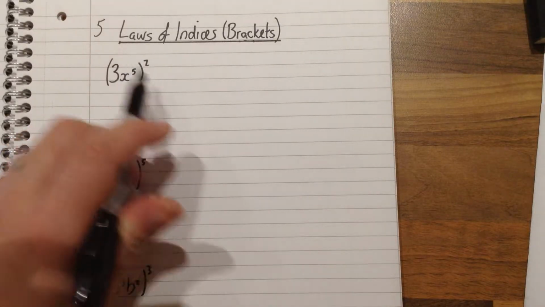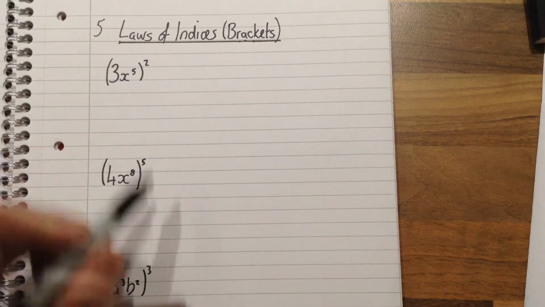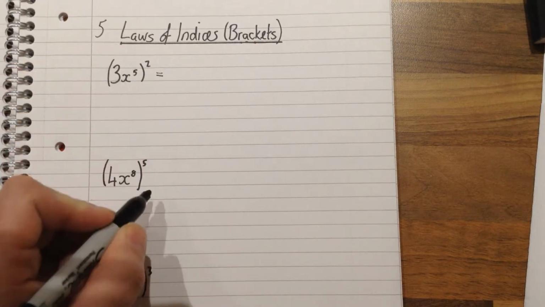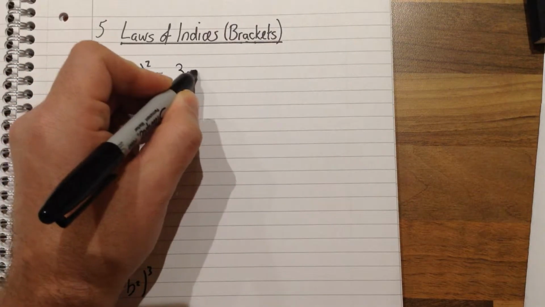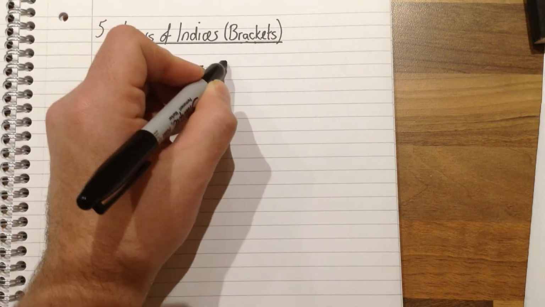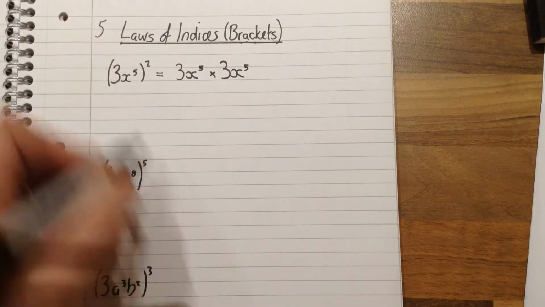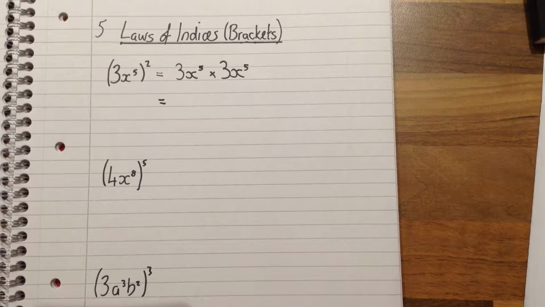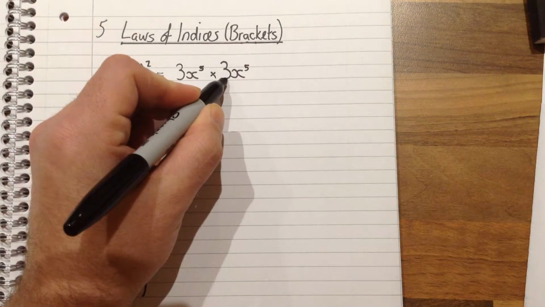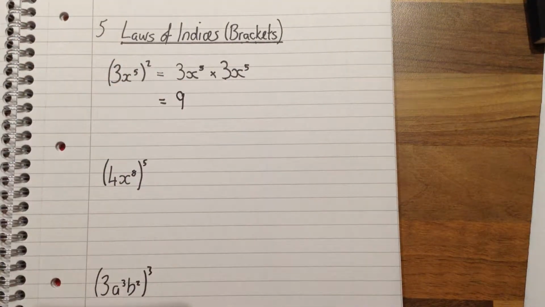Now, when we square something, we times it by itself. So basically what that means in this scenario is that we are going to do whatever is inside the bracket, so 3x to the power of 5, times by itself, so times 3x to the power of 5. Now for this, just like when we did the multiplication lesson a couple of days ago, we would do 3 times 3, because these are just normal numbers that we can times together, so 9.